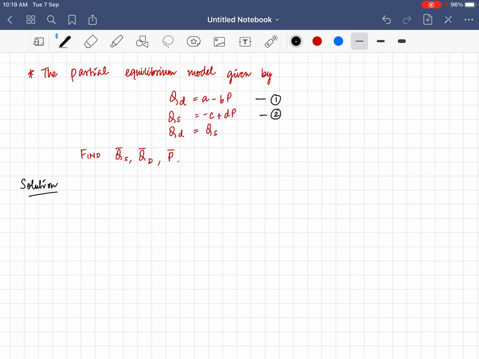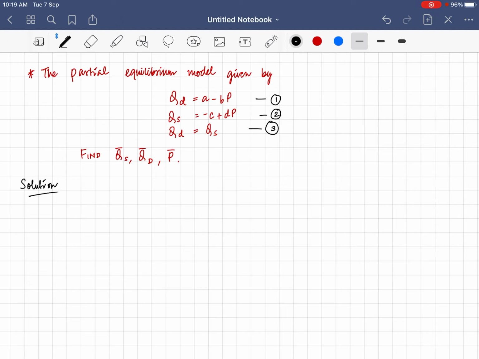Now the next thing is that the equilibrium status is only achieved when the quantity demanded is equal to the quantity supplied. It means there is no waste in any quantities. Whatever you are supplying is the amount that has been demanded. So this is my third equation.